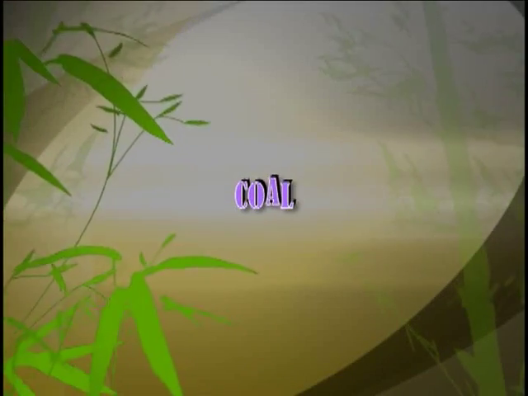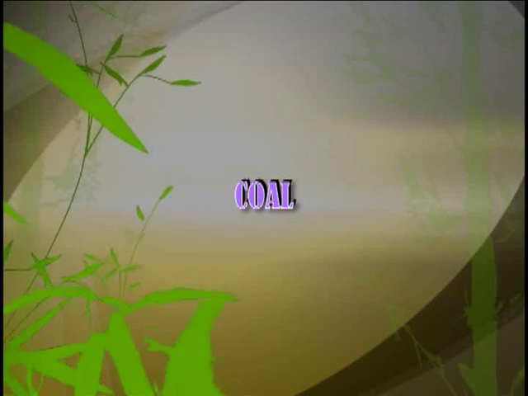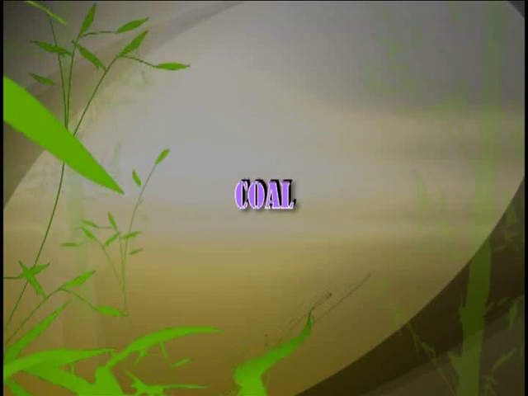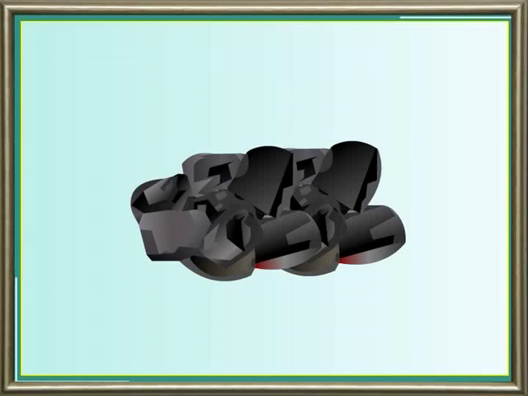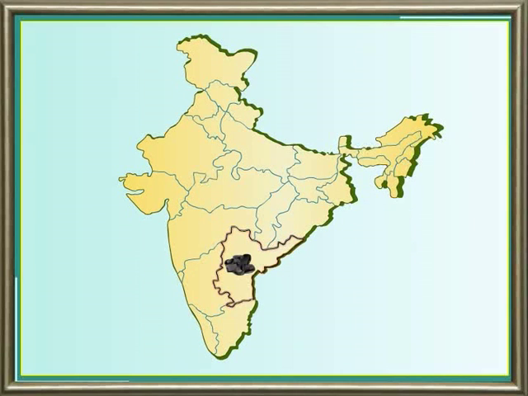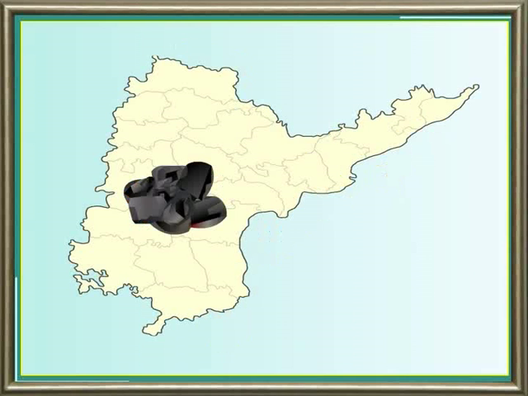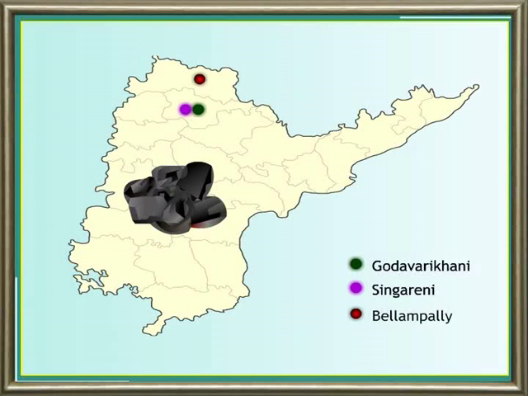Let us now examine each of these fuels separately. We shall start with coal. Coal is abundantly found in Andhra Pradesh, Madhya Pradesh, Orissa and Bihar. In Andhra Pradesh, it is found in places like Godavari Khani, Singareni and Bellampalli.